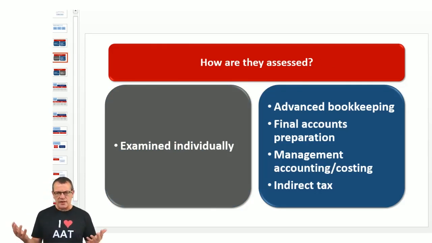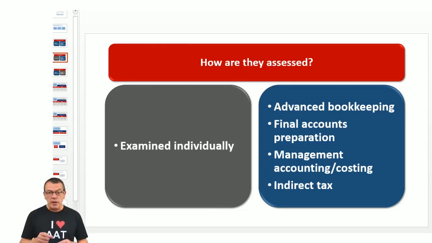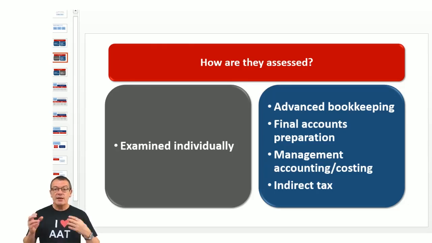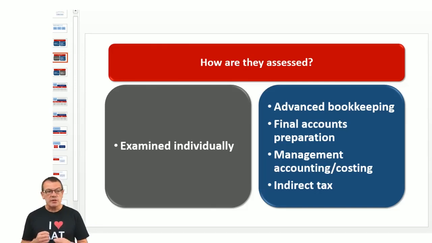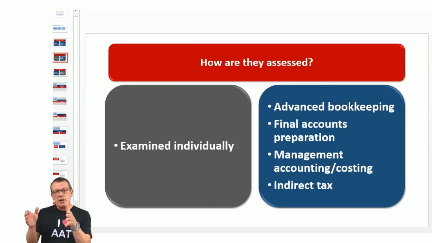Now, how are these units assessed? Okay, well, what are examined individually are advanced bookkeeping, final accounts for sole traders and partnerships, indirect tax, and the management accounting costing units. All these units are examined on an individual basis. So you will get a separate grade for each one of those units. However, these units, with the exception of indirect tax, are examined within the synoptic assessment. So they actually filter in to the synoptic. In other words, they're examined twice.